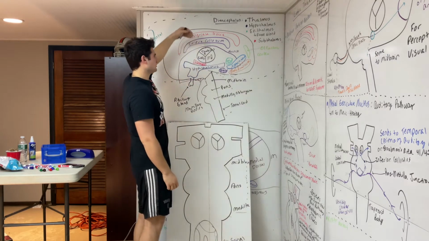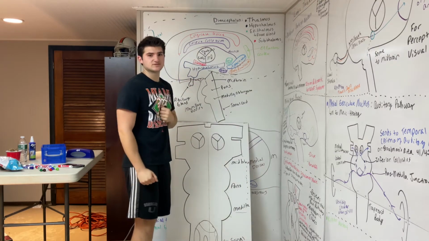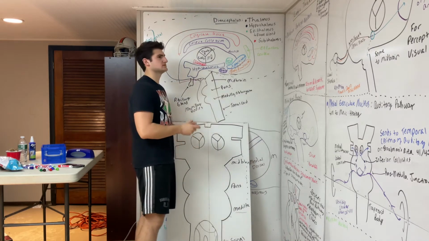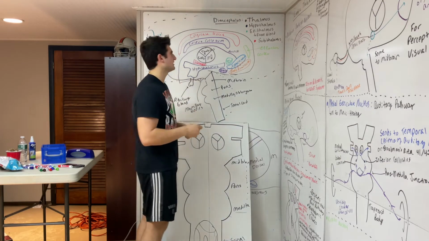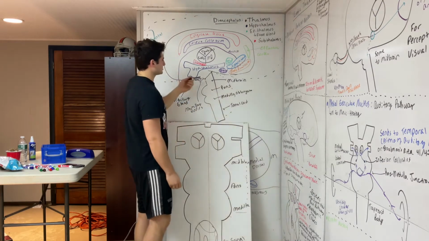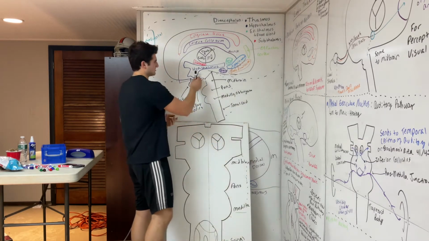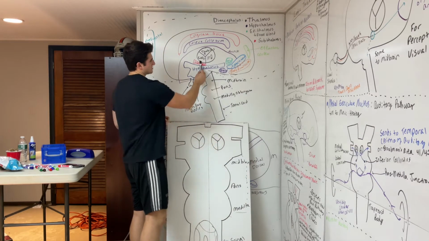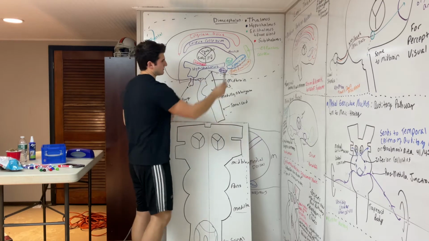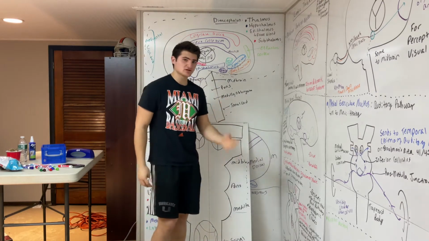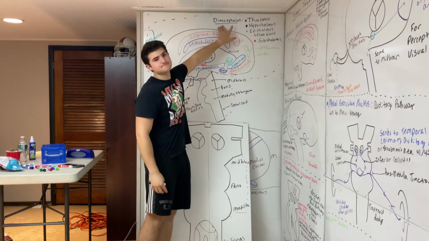Now, a structure that is below the thalamus is going to be the subthalamus. Okay, that makes sense. Subthalamus. Not bad. Now, the structure that's below the subthalamus is going to be the hypothalamus. So we're going to have the hypothalamus, subthalamus, thalamus, and epithalamus. Those are the four main structures that make up this diencephalon.